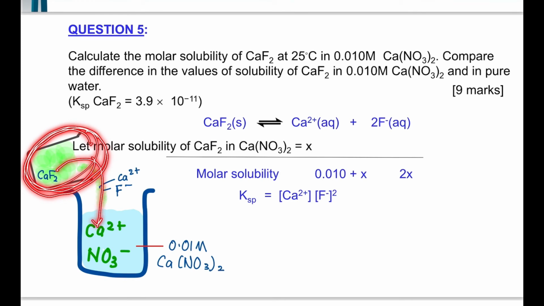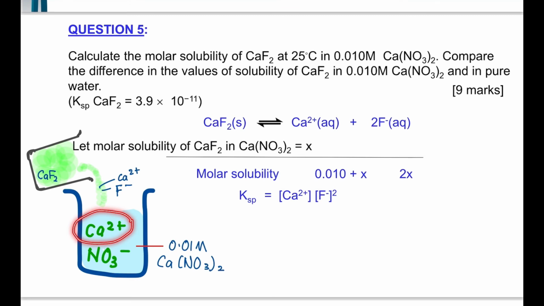Alright, the question asks you to find the molar solubility of this calcium fluoride if we dissolve this calcium fluoride inside the solution. This solution is 0.01 molar calcium nitrate. We can see that the solution consists of calcium 2 plus ion and nitrate ion. We can identify the common ion. Common ion means the ion in the solution similar to the ion of the salt that we want to dissolve. Here, the common ion is calcium 2 plus from the salt and the calcium 2 plus inside the solution.